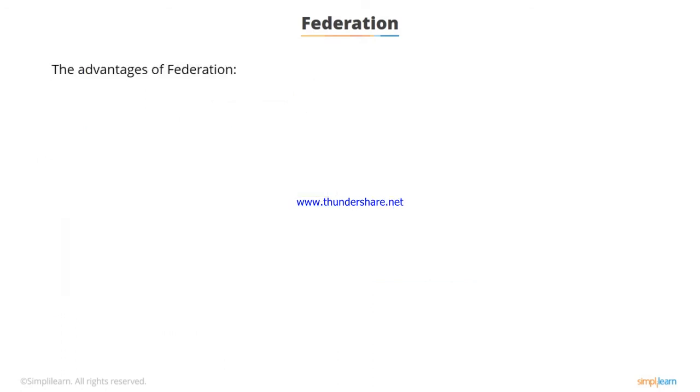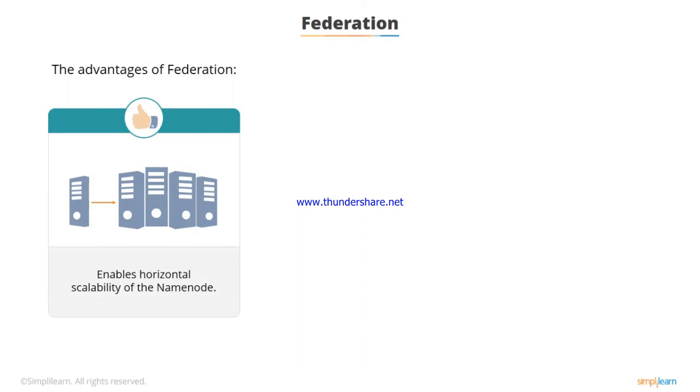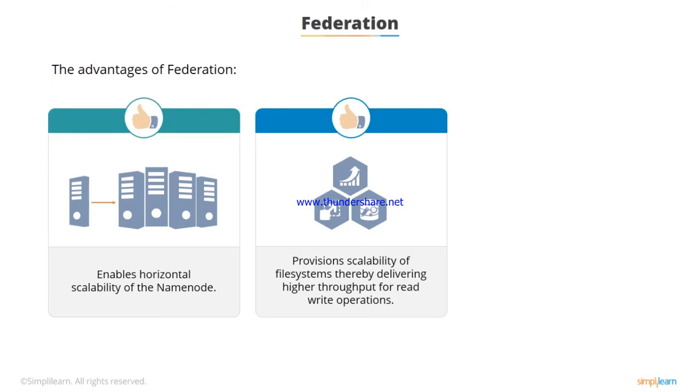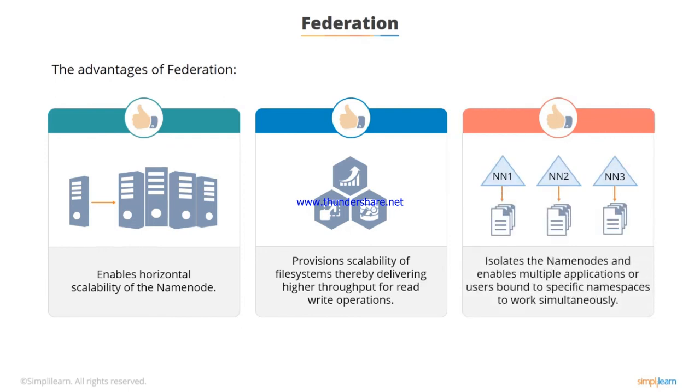The following are the advantages of federation. It enables horizontal scalability of the name node. It provisions scalability of file systems, thereby delivering higher throughput for read-write operations. It isolates the name nodes and thus enables multiple applications or users bound to specific namespaces to work simultaneously.